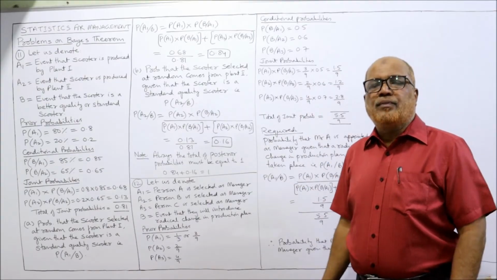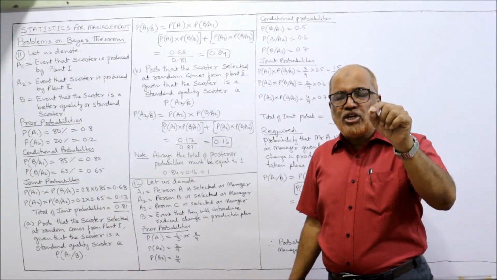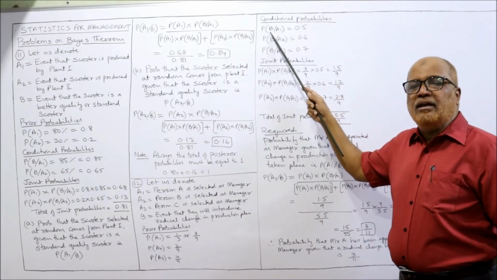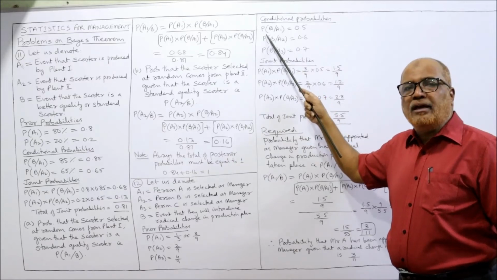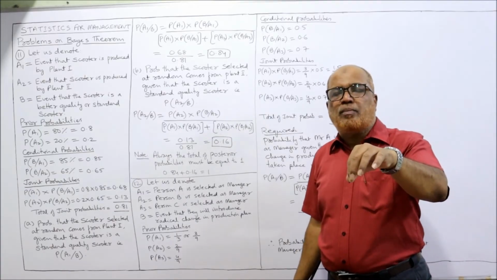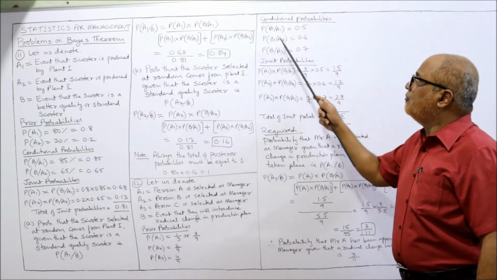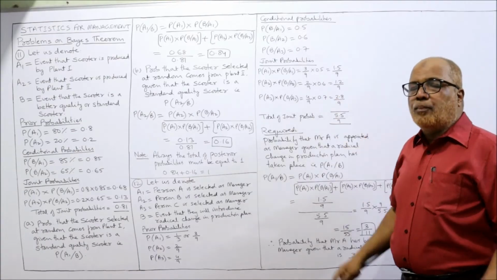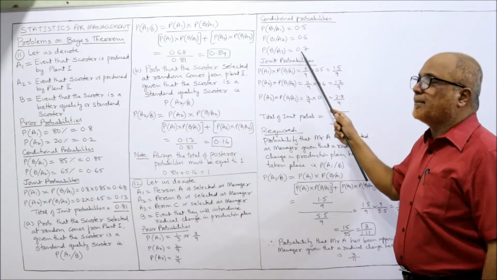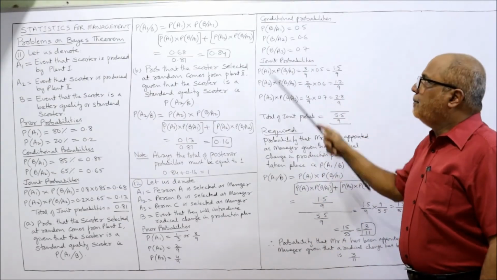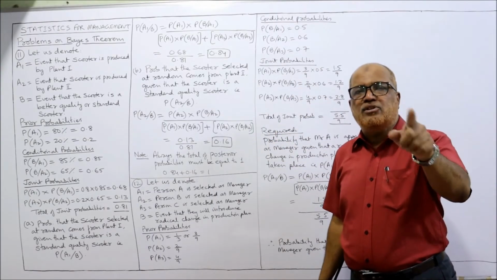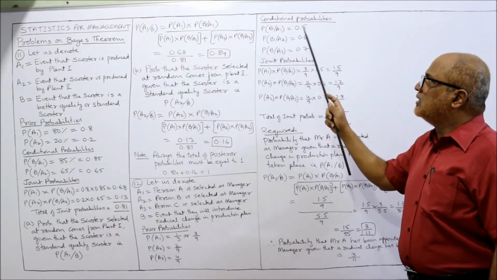Now conditional probability. What is the chance of change in production plan by Mr. A? That is 0.5. P of B given A1 is 0.5. And what is the probability of change in production plan by Mr. B? P of B given A2, 0.6. The probability of change in production plan by Mr. C is 0.7. P of B given A3. B stands for radical change and A1, A2, A3 stand for Mr. A, Mr. B, Mr. C. So we got the conditional probabilities.